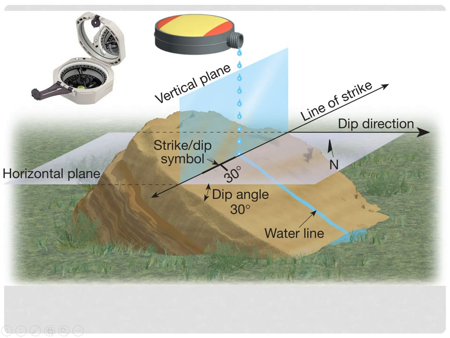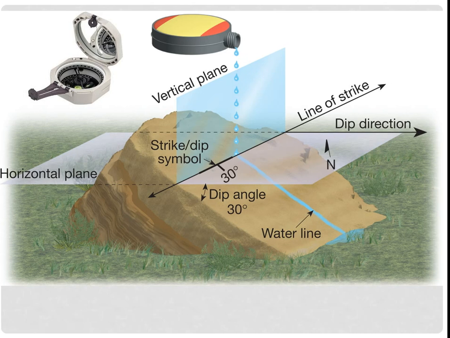Now, we can measure strike and dip using a pretty easy tool. It's this guy right up here. This is called a Brunton compass. The Brunton compass is obviously a compass, so it measures the direction of strike pretty easily, but it's specially modified to also measure the dip, and you're going to use these in lab.